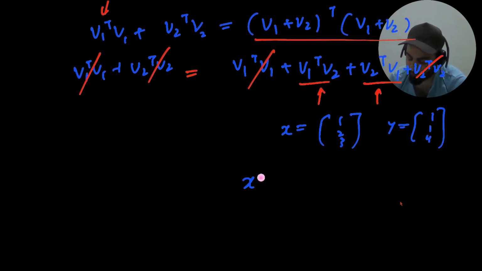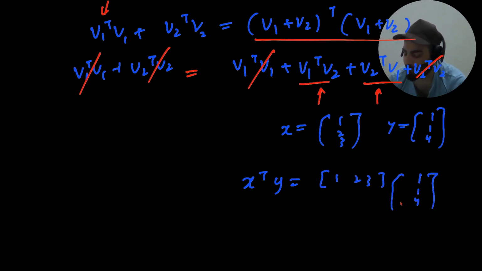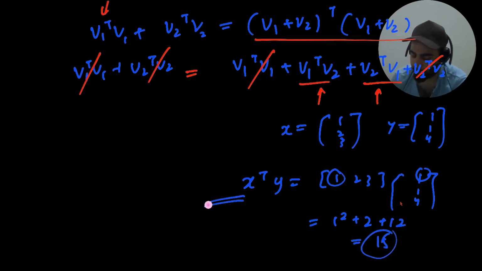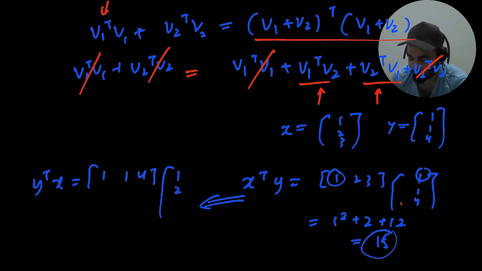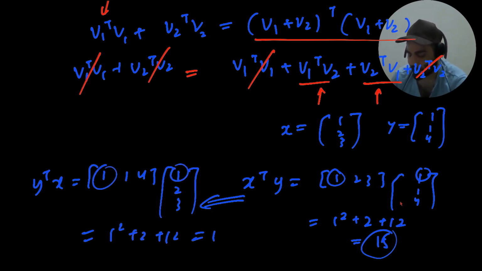So if you perform x transpose y, that basically means 1 2 3 multiplied by 1 1 4. This is equal to 1 squared plus 2 plus 3 times 4, which is 12, so that's equal to 15. Similarly, if you do y transpose x, that basically means 1 1 4 multiplied by x, that's 1 2 3. This is equal to 1 squared again plus 2 plus 12, that's again equal to 15.